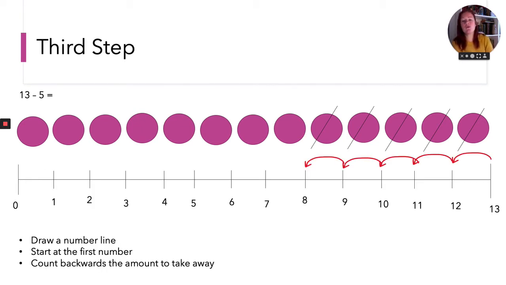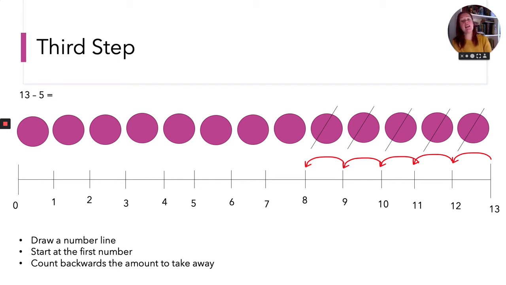You're going to draw out your circles to represent your whole, but at the same time you're going to draw out a number line. And our number line represents our abstract numbers, so the things that can't physically be taken away. So here's our number line. It goes from 0 to 13. And I'm going to start at that whole, that first number in our subtraction sentence.